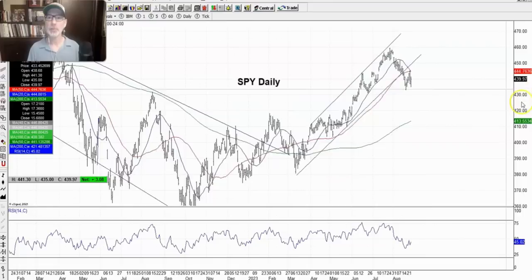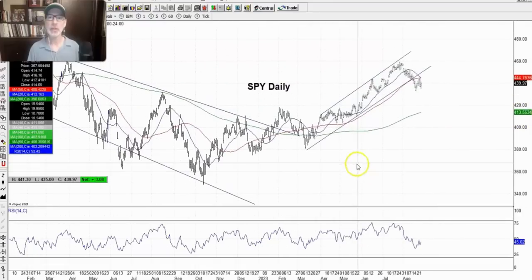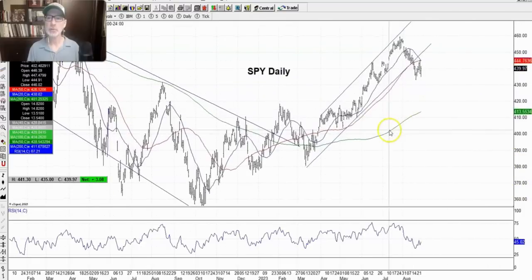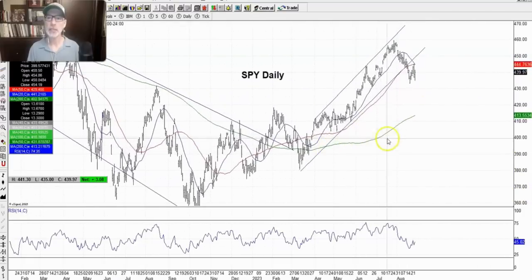Up here we have the daily charts, and I have 3 moving averages that I use. Very popular moving averages. We've got a 20-day, a 50-day, and a 200-day moving average, all simple, not exponential. So we have the 200-day moving average right here. The blue line up here is the 20-day, and then we have this red line, which is the 50-day moving average.